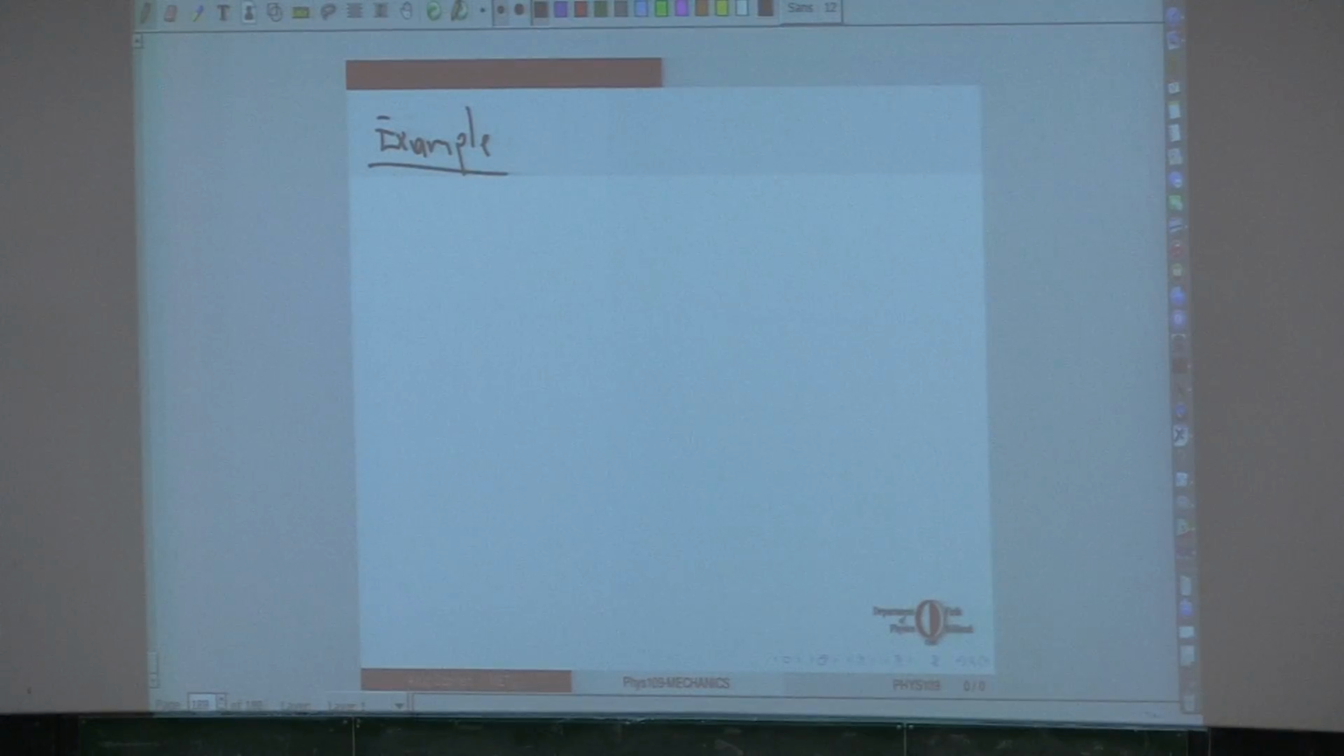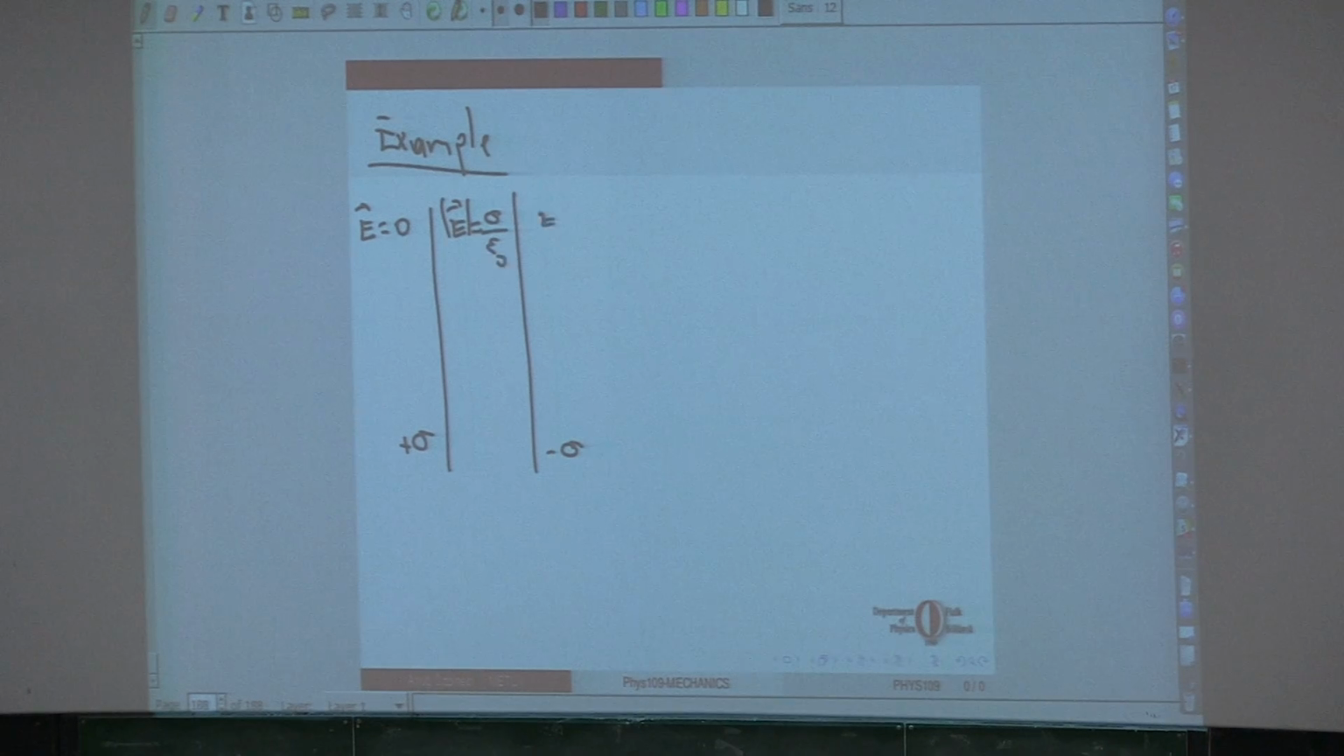Okay, let's do an example. Suppose we already have discussed the electric field when we have two infinite plates. One is positively charged, the other one is negatively charged. Do you remember the electric field? Well, it is 0 here. Here the electric field magnitude is sigma over epsilon 0. Here it's again 0. And the electric field lines are from the positive charge to the negative charge.